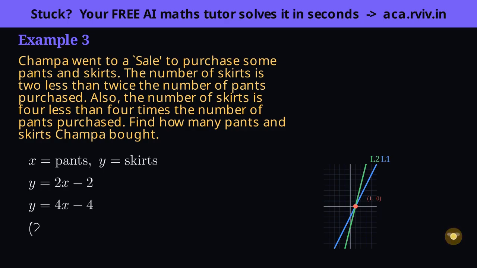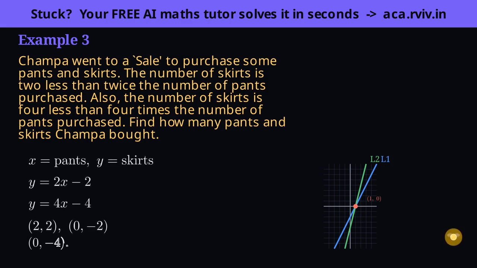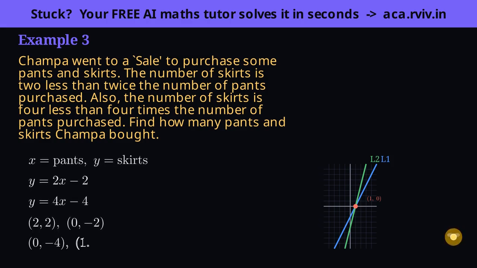To draw the first line we need 2 points, since 2 points fix a line. Picking a couple of convenient x values gives (2, 2) and (0, minus 2). Plot those. Same for the second line, 2 points are enough. (0, minus 4) and (1, 0). Plot and join.